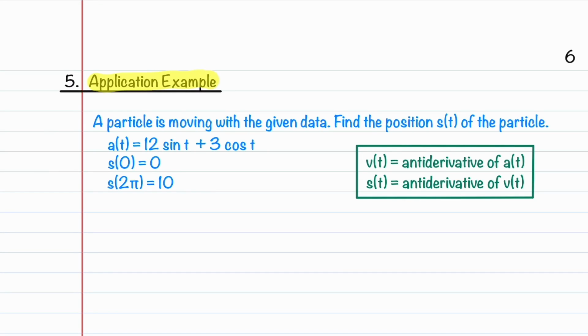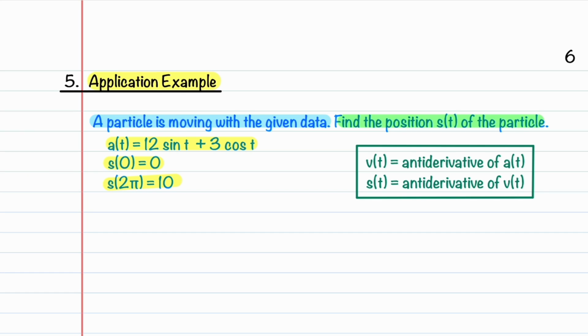In this application example, we are given an acceleration function and we want to find the corresponding position function. We are told that a particle is moving with the given data, and we want to find the position s of t of the particle. The data that we're given is that the acceleration at time t is 12 sine t plus 3 cosine t, and then the position at 0 is 0, and the position at 2 pi is 10.